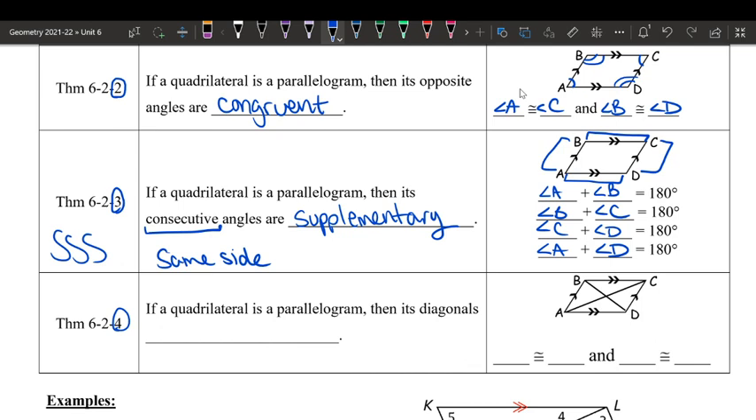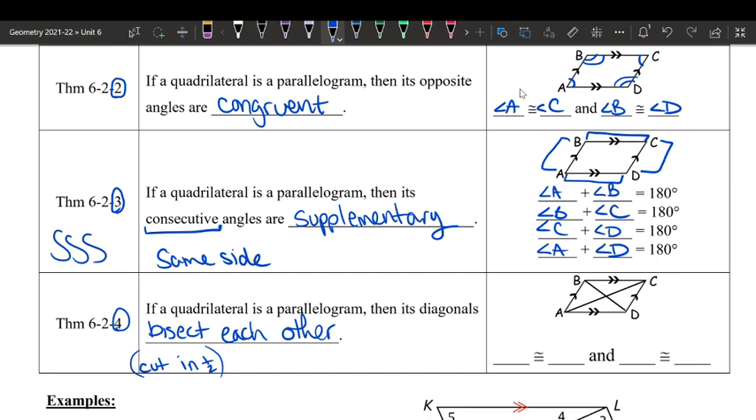And then the fourth characteristic of parallelograms that we're going over today has to do with its diagonals. If it's a parallelogram, then its diagonals bisect each other. So remember, to bisect each other means they are cut exactly in half. Not just that they intersect or anything like that. Just that they cut exactly in half. That's what bisect means.